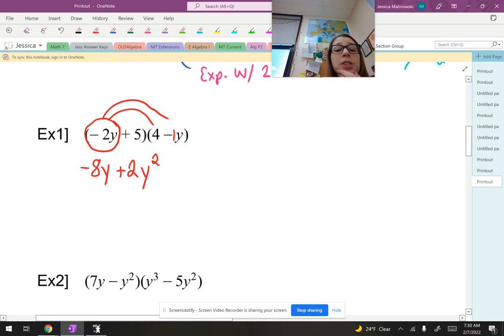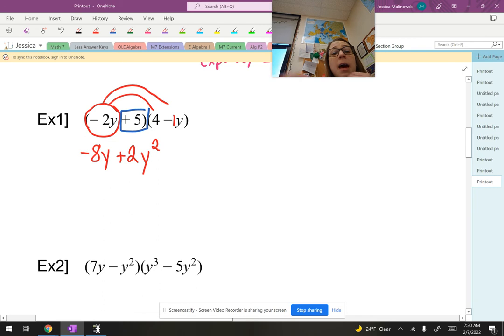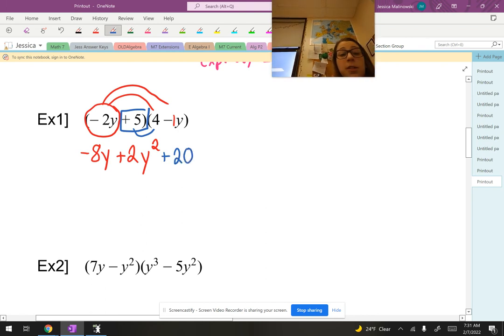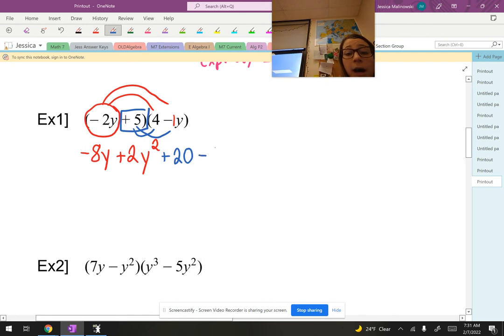All right, so that was the first set of distribution that we did. But we're not done yet, because which other piece here that we haven't dealt with still needs to get distributed or multiplied to that 4 minus y? Hopefully you're seeing that that is this +5. So now I'm going to take that +5 and continue on this line that I already have set up here. I'm not going to do anything different because this is all one line still. So 5 times that 4 is going to turn into a positive 20 because both of those are positive. And now 5 times that -1y is going to turn into a -5y.